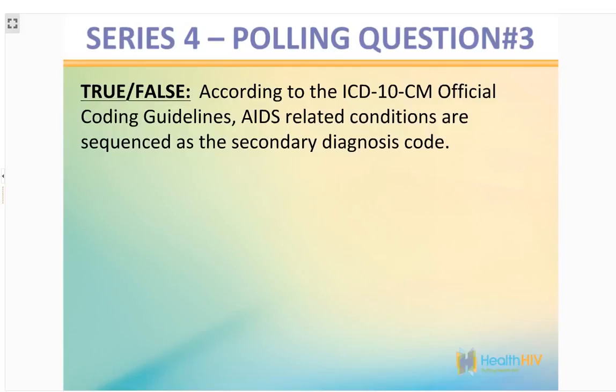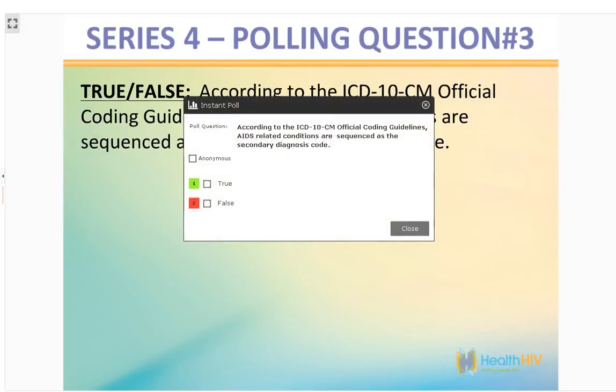So now let's look at our next polling question. According to the ICD-10 official coding guidelines, AIDS-related conditions are sequenced as the secondary diagnosis code. True or false? Please cast your vote.